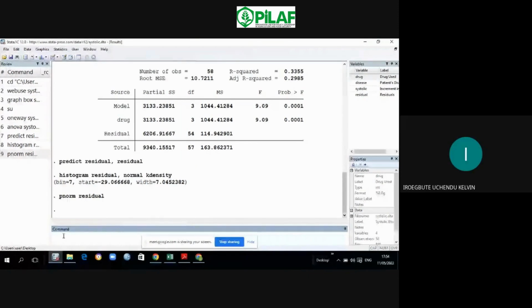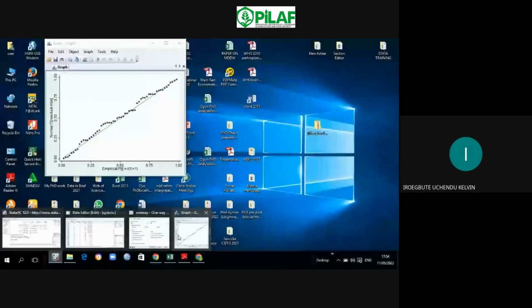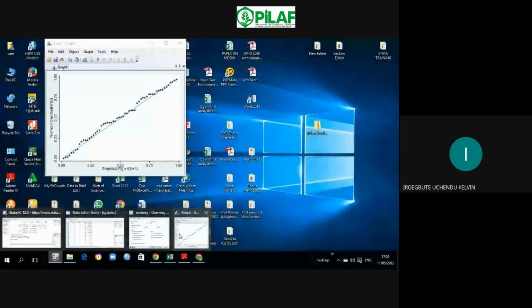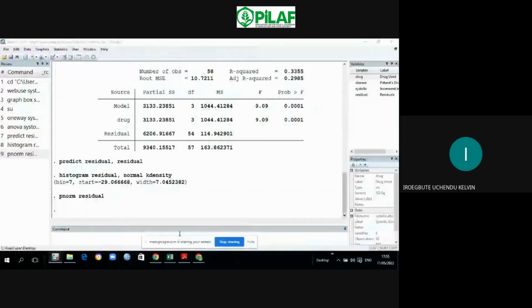Please, I have a question. Yes, please. I plotted the histogram of residuals, and it's quite different from what you got. In the bin, I got 7. The start is 8.75. Then the width is quite different from what you got. The width here is 2.47. Maybe which version of Stata are you using?